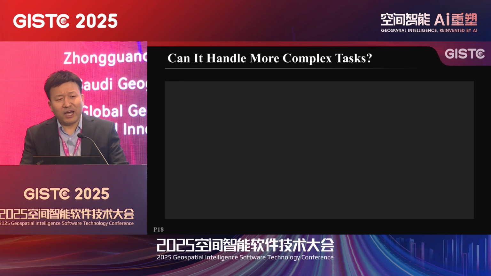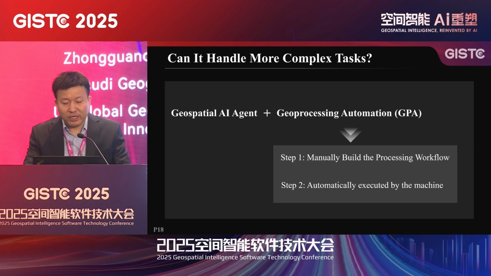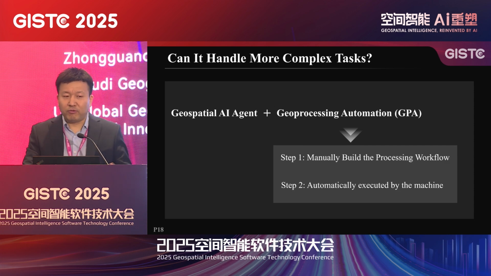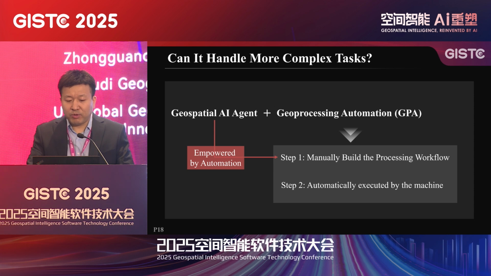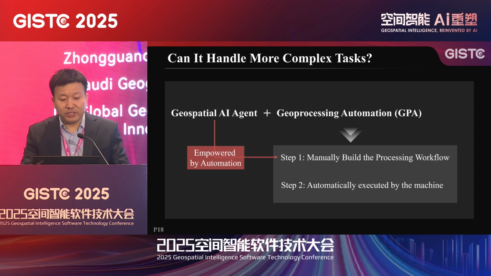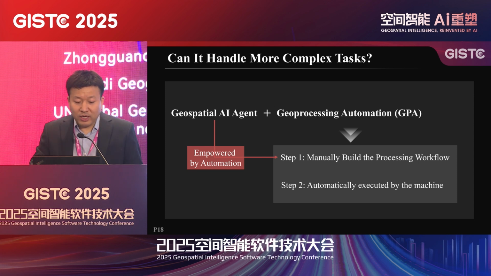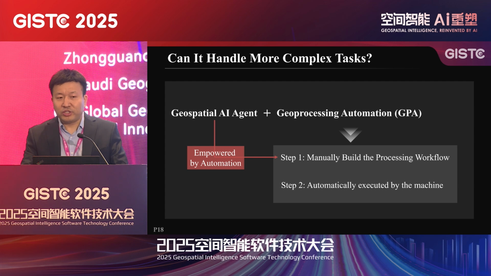Okay, and we have a question here. Can workflow agent handle more complex tasks? Yes, the answer is yes. You can manually write more professional and complex workflows first. Then our AI agent will empower and automatically run the workflow.